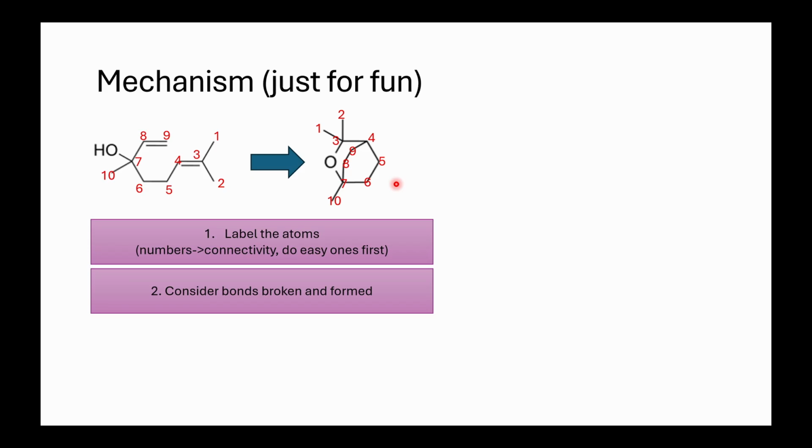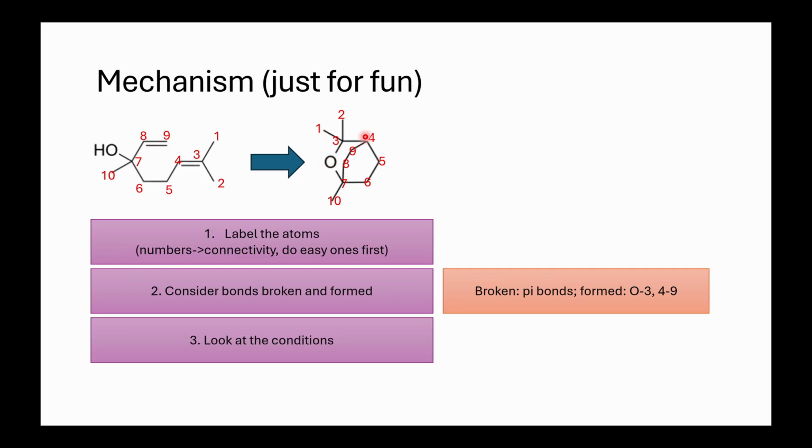So the next step is to consider the bonds broken and formed. In this case, we notice a new bond forming between 4 and 9. It's very easy to notice because the gap in the number is very large. It's not consecutive, so you know that's a new bond. And then we also have a new bond from O to number 3. So that's a new one you need to take note of.